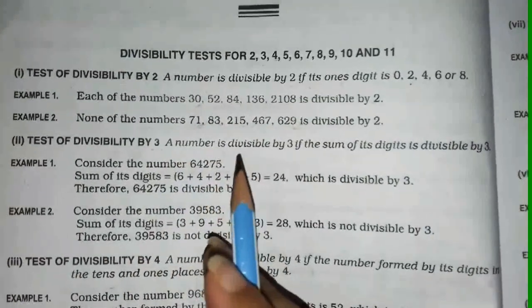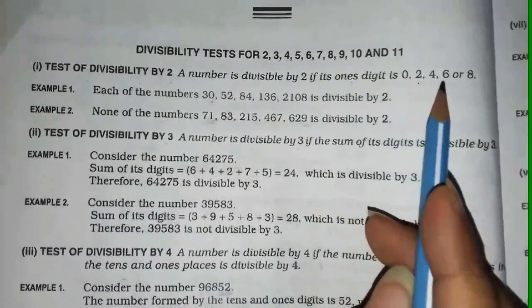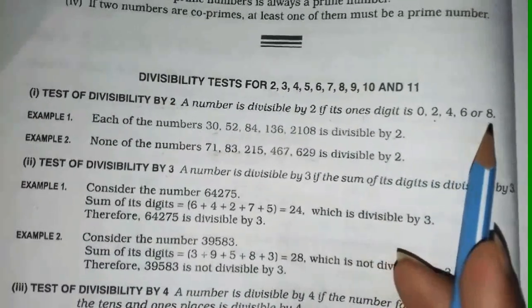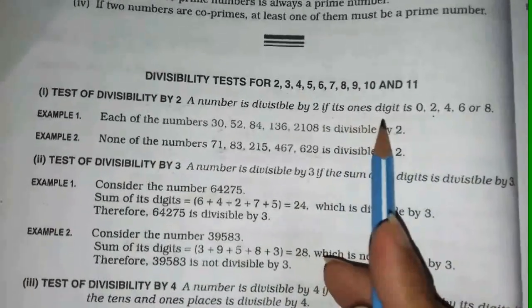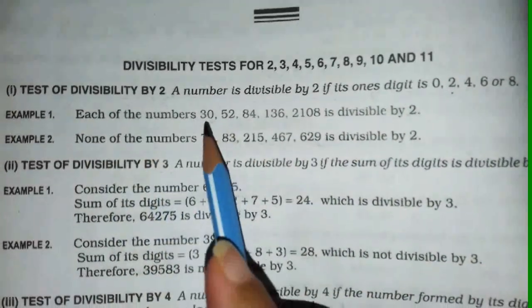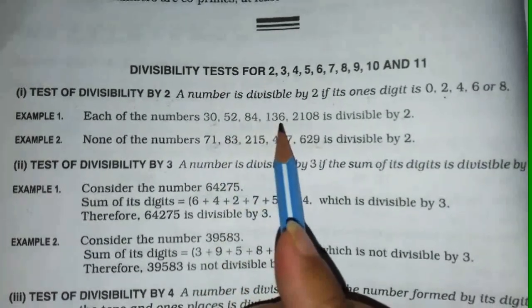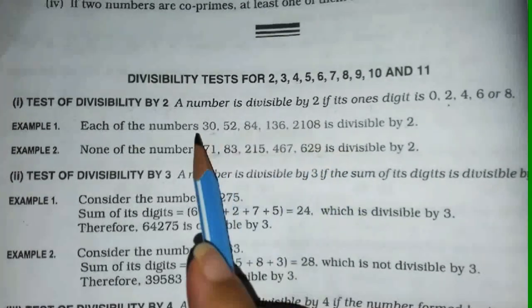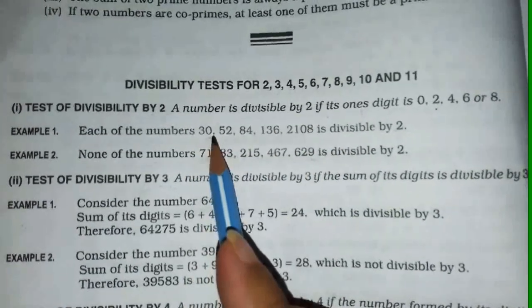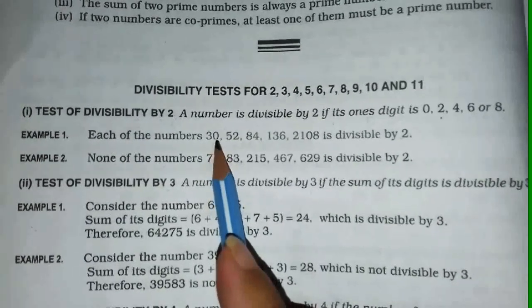Divisibility by 2 says that a number should have 0, 2, 4, 6 or 8 at its unit place. For example, 30, 52, 84, 136, 2108. Here in 30, 0 is the ones digit.